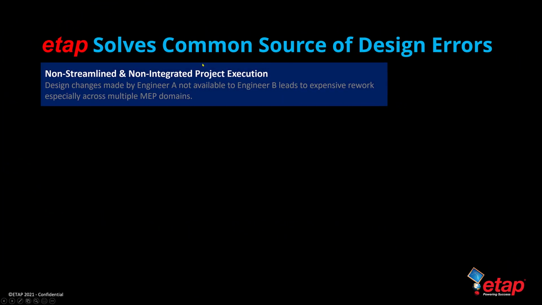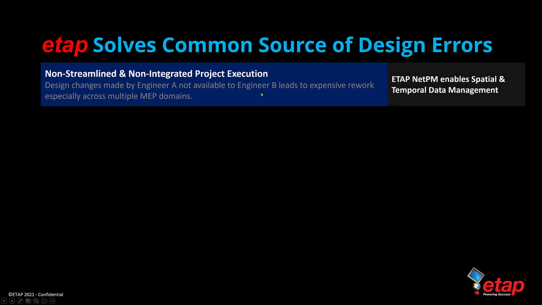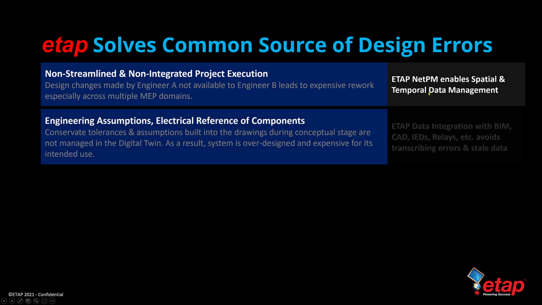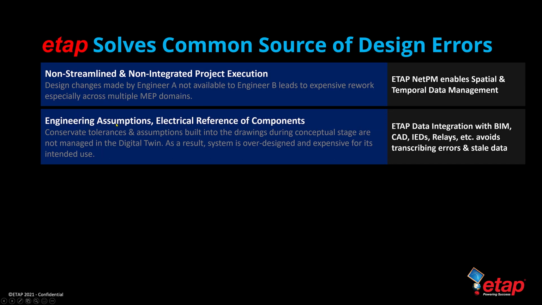So ETAP in summary solves all the common sources of design errors by streamlining and making an integrated project execution, and this is enabled through NetPM and our multi-dimensional database. It eliminates engineering assumptions and provides electrical reference of components through a verified and validated nuclear library, so you can have data integration with other systems such as BIM, CAD, IEDs, relays, and avoid any transcribing errors and stale data being present in your design model and your operations model, so that you're making informed decisions.